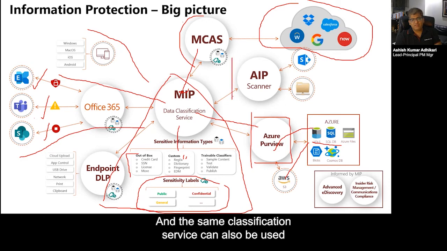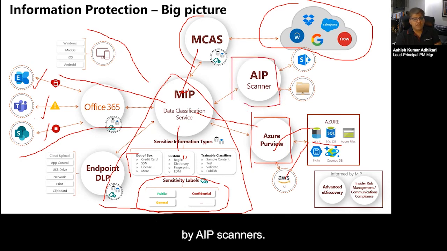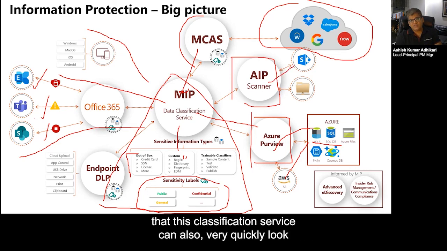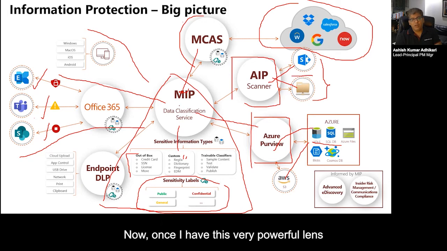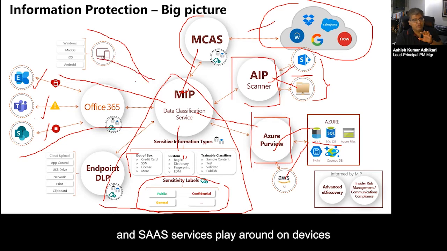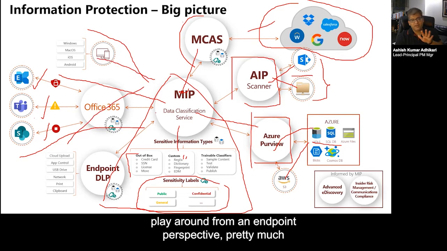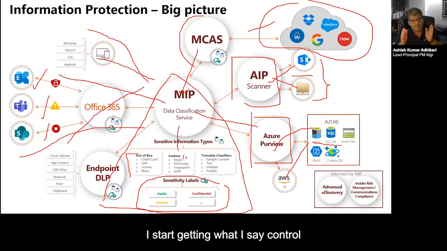And the same classification service can also be used by AIP scanner. So we had earlier AIP scanner 1, now we have AIP scanner 2, so that this classification service can also very quickly look into your on-prem assets and then classify them. Now, once I have this very powerful lens which can play around in SaaS services, on devices, and from an endpoint perspective, pretty much I start getting what I call control on my enterprise information landscape, and then necessary policies are there for an organization to protect itself.